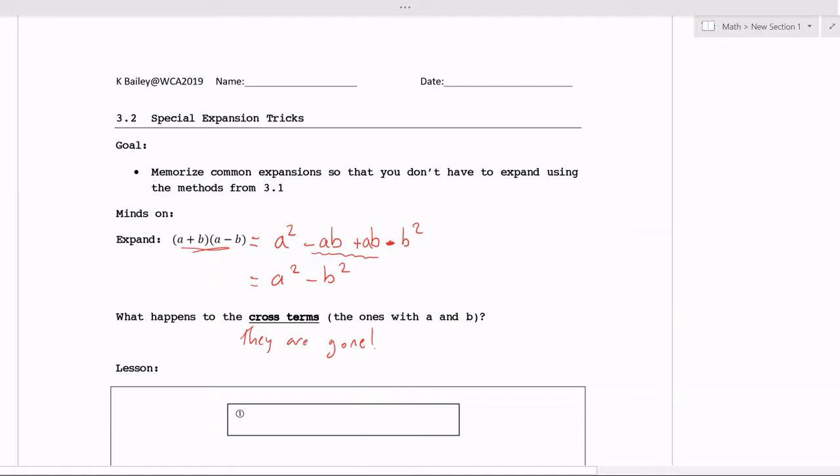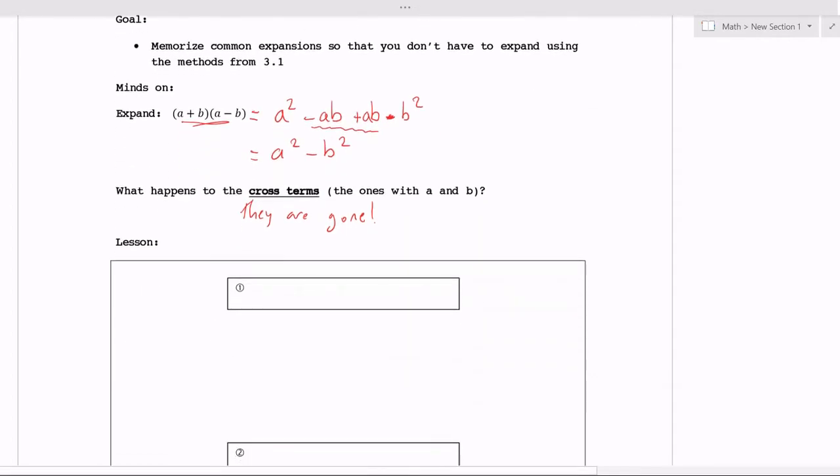This doesn't sound that special, but what it does is it lets us write down a very simple formula for how to do this question whenever it comes up. If I have a question that asks me A plus B multiplied by A minus B, it will always be A squared minus B squared. In other words, I don't actually have to do the expansion using FOIL or whatever. I can just jump straight to the answer. Let me show you an example.